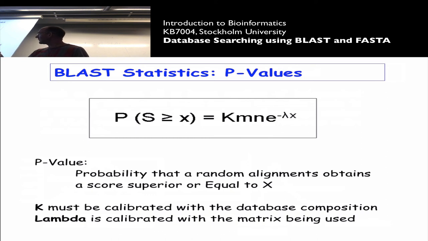So you have a p-value, the probability that a random alignment obtains a score equal to x or higher. This is the alignment score, and the normal dynamic programming alignment score is some constant K times the length of the two sequences, one of which can be the database, times e to the power of minus lambda, another constant, times the score. So basically, a higher score is exponentially less likely to obtain. It gets very unlikely that you will get, from a random sequence database, a score that is higher than some x.